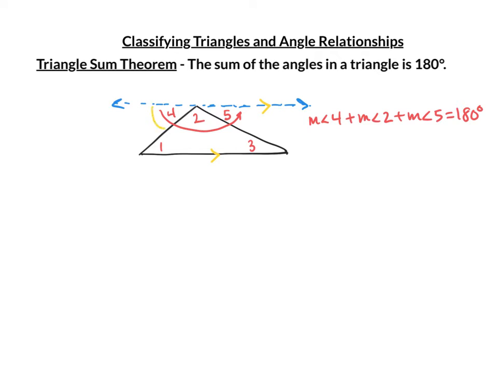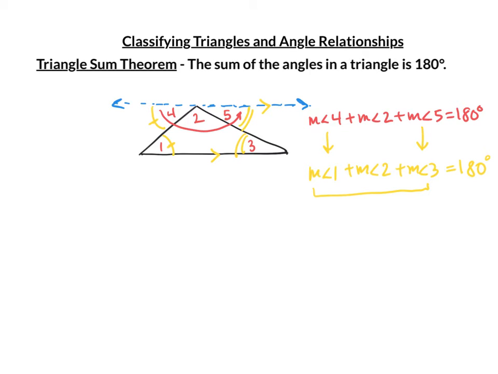So this angle and this angle, 1 and 4, are alternate interior angles. Angle 3 and angle 5 are alternate interior angles. So 1 is the same thing as 4, and 5 is the same thing as 3. And we can see that the three angles in any triangle have to be 180 degrees.